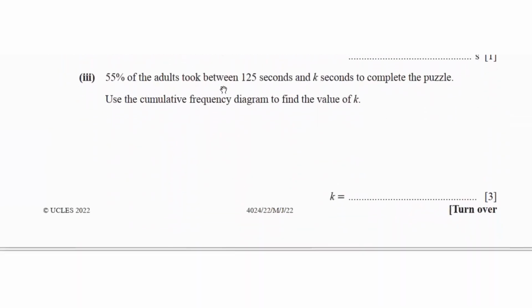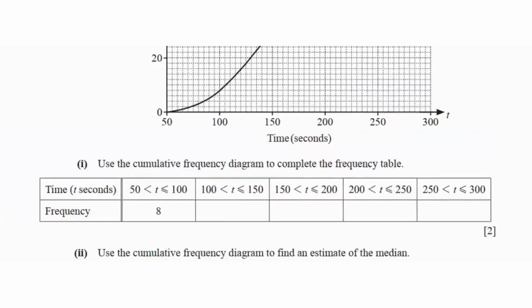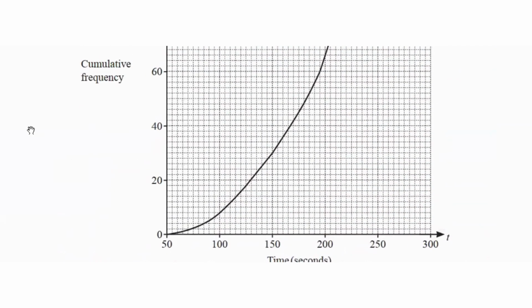Then 55% of the adults took between 125 seconds and k seconds to complete the puzzle. Use the cumulative frequency diagram to find the value of k. So what we're going to do is go to the graph and find the 125th value first. That's going to be 105, 110, 115, 120, 125. So from 125, we're going to go to the graph and find the corresponding cumulative frequency, which is 18.